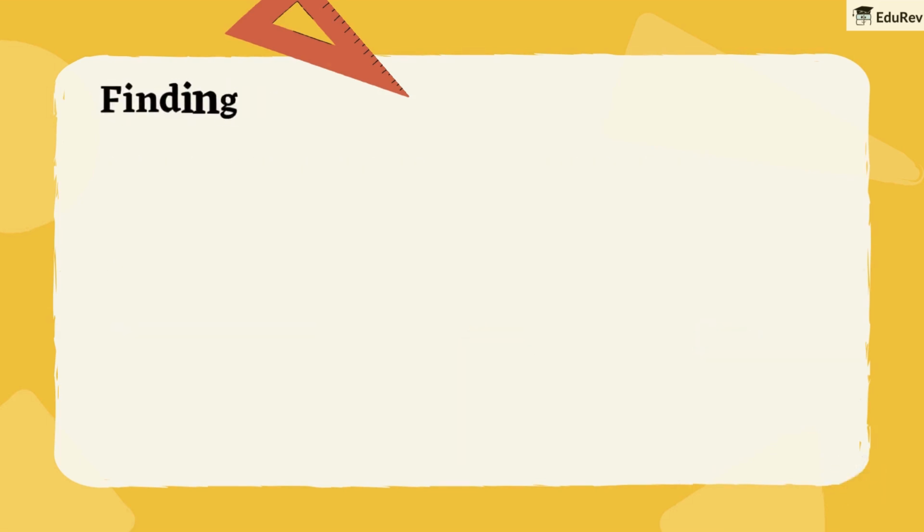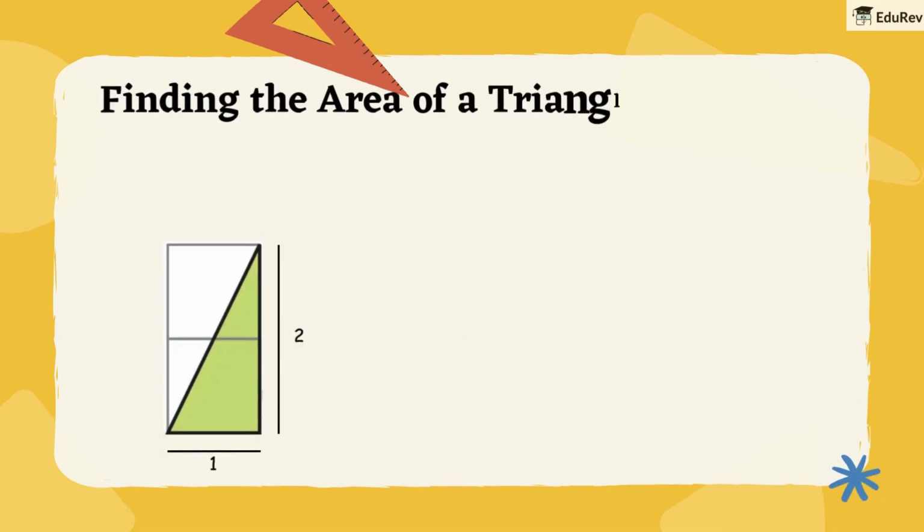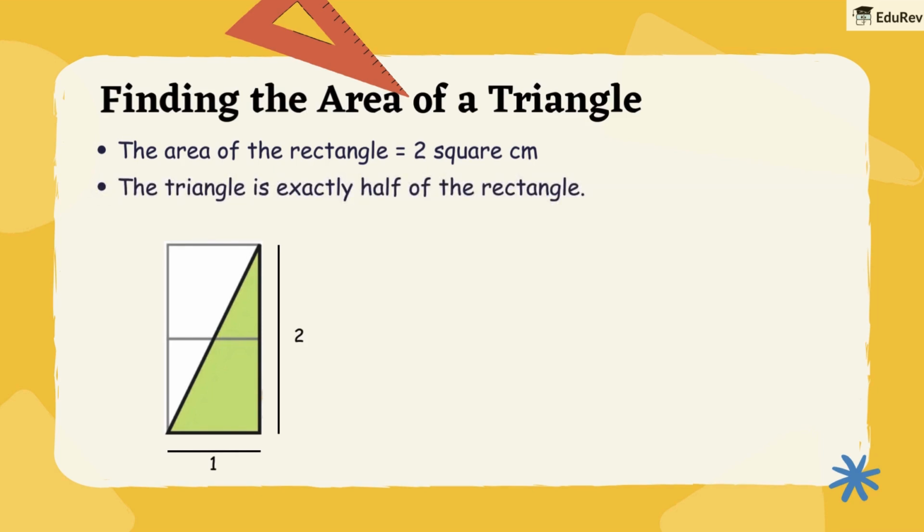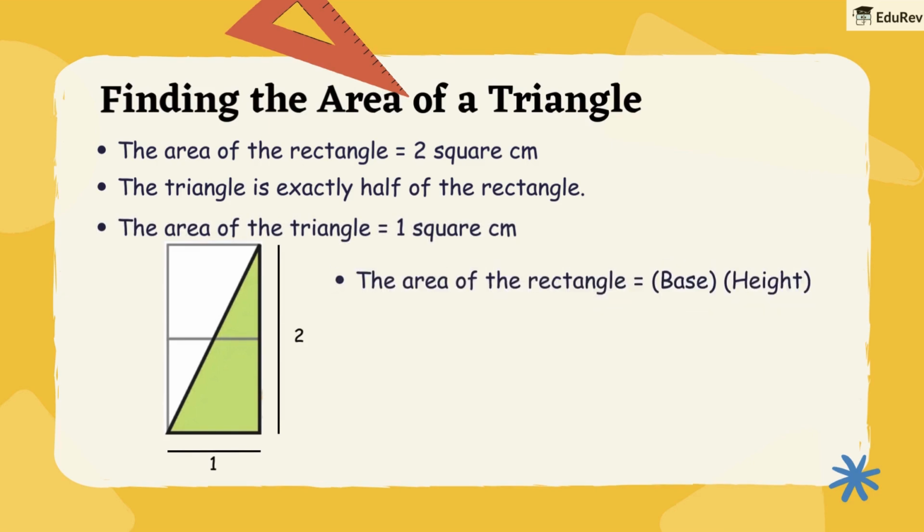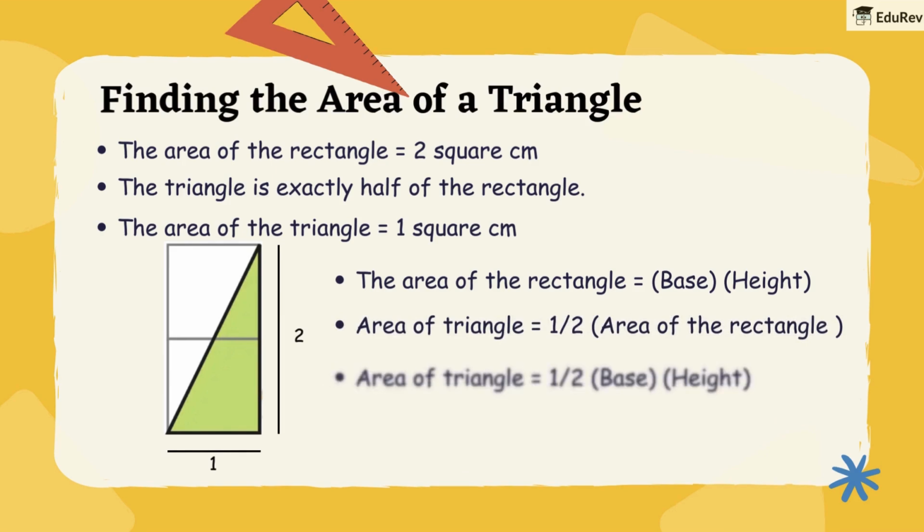To find the area of a triangle, we can use the relationship with a rectangle. If the area of the rectangle is 2 square centimeter, then the triangle, which is exactly half of the rectangle, will have an area of 1 square centimeter. This is because the area of the rectangle is calculated using the formula base times height, and since the triangle is half of that, its area will be half of the rectangle's area.